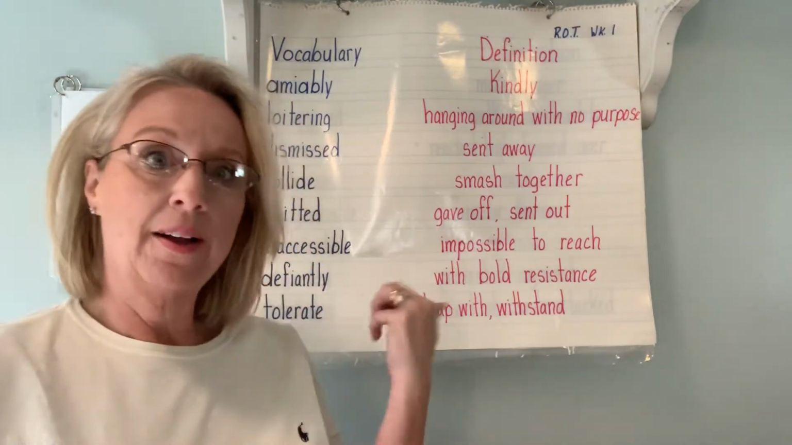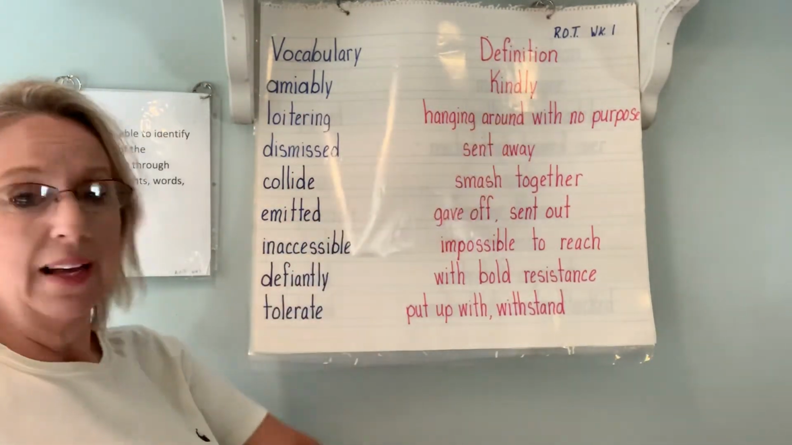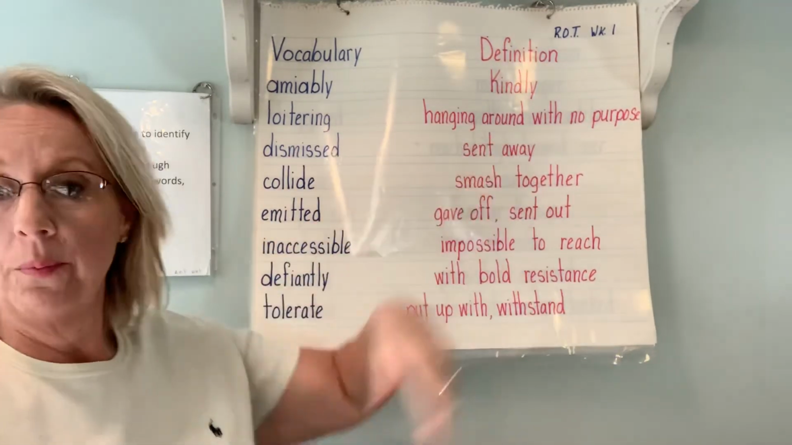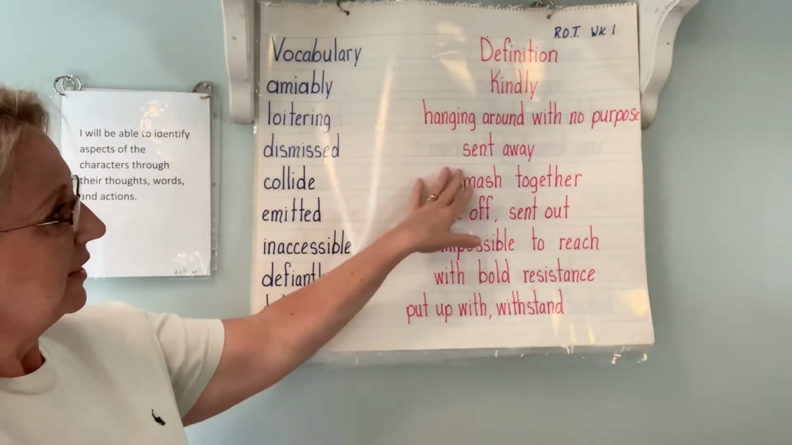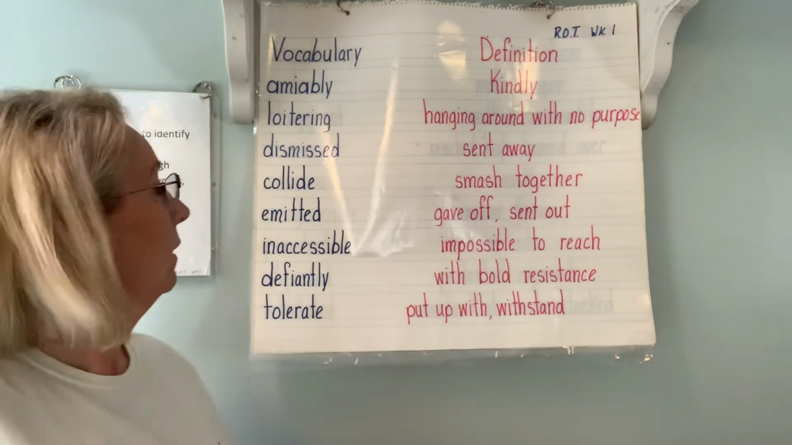We want to keep in mind our vocabulary as we're moving through here. We have amiably, which means to be done kindly. Loitering, we've talked about that. Hanging around with no purpose. Dismissed is to be sent away. It's like, be gone. You know, I'm done.